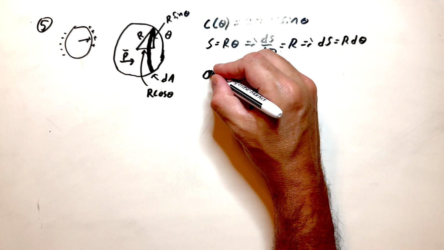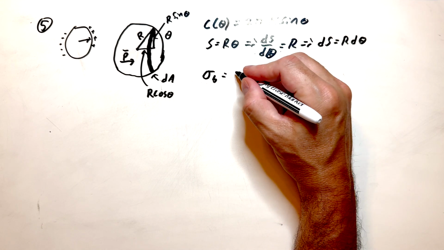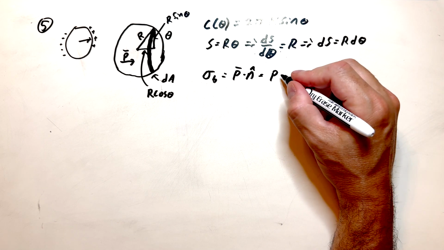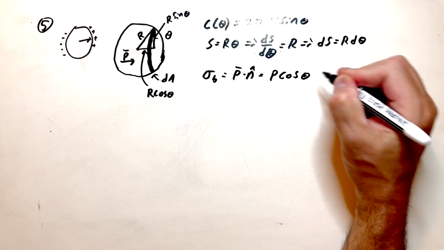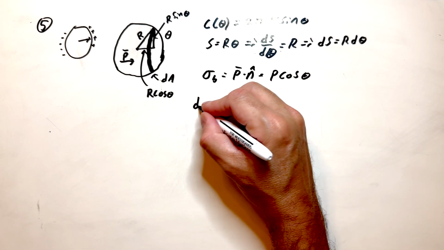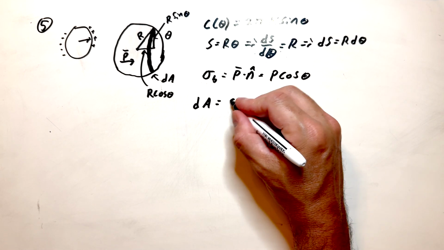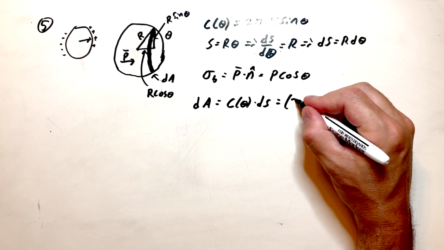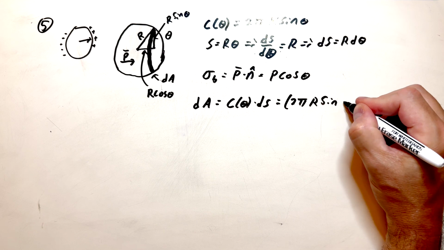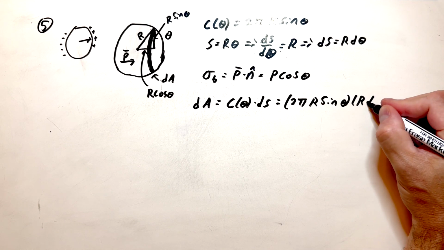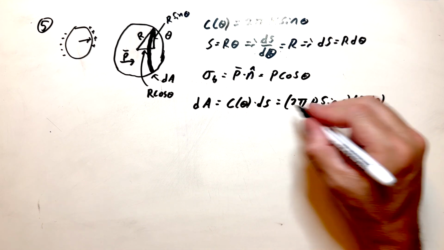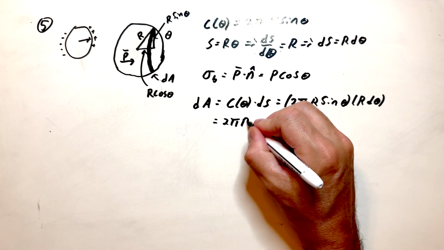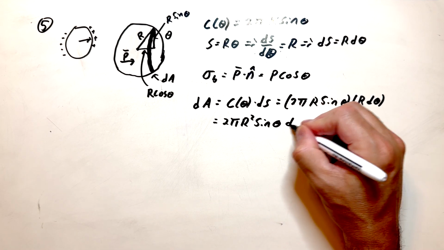Now, the bound charge density, sigma b, is just the dot product of the polarization with the normal vector. And that is just going to be, in our case, p times the cosine of theta. So this now allows us to put together a little area, dA, which is just the circumference as a function of theta, times ds, which is 2 pi r sine theta times r d theta, and that is equal to 2 pi r squared sine theta d theta.